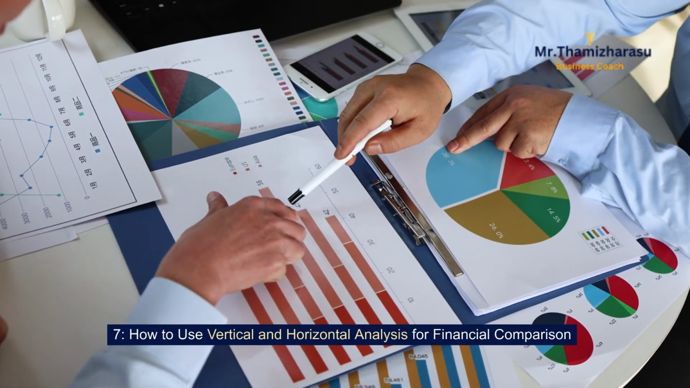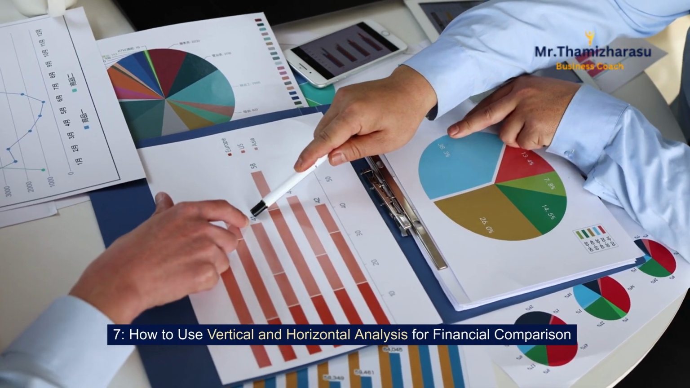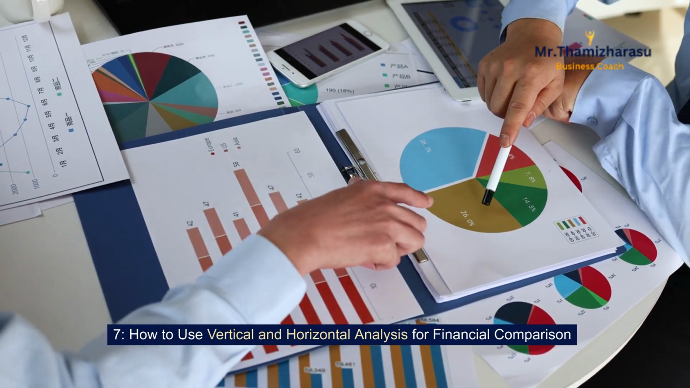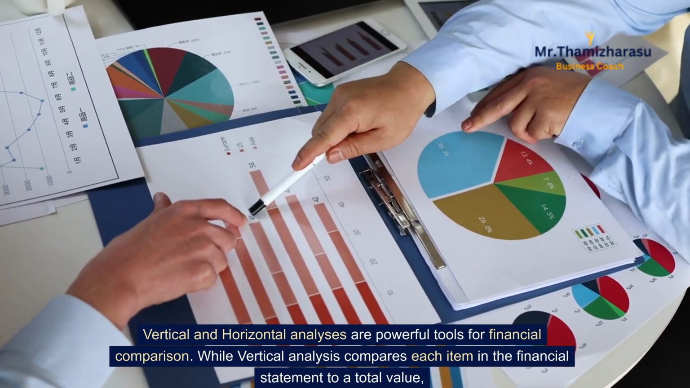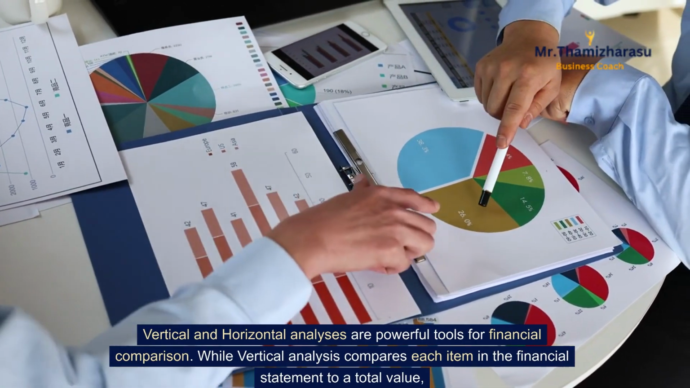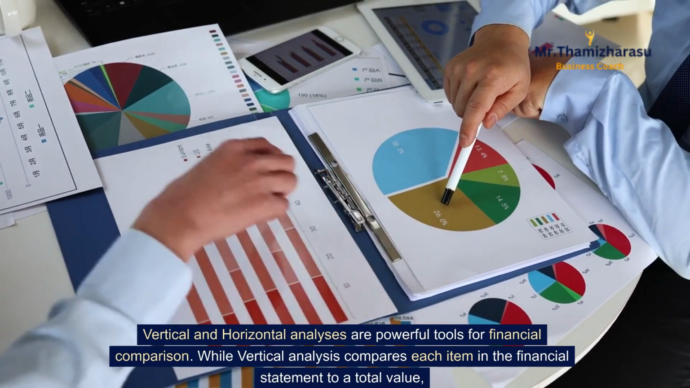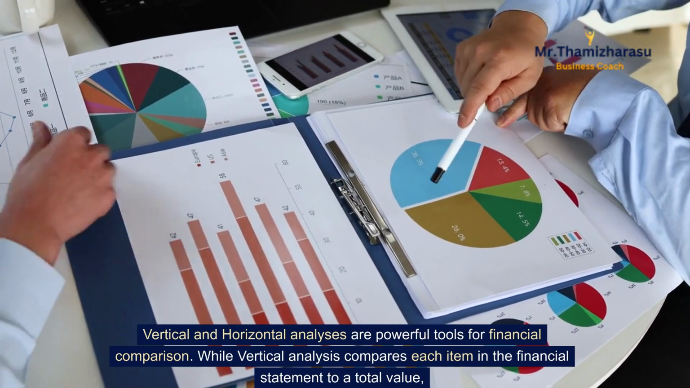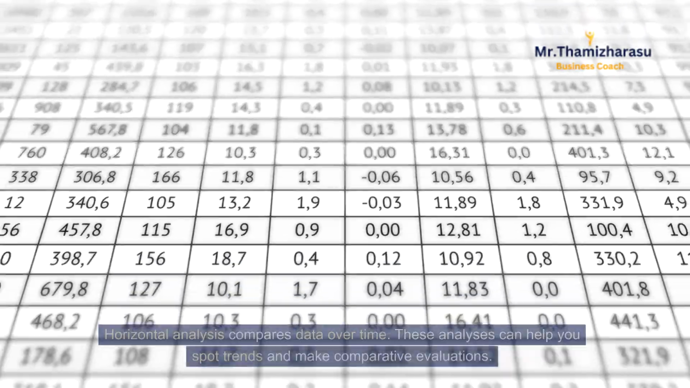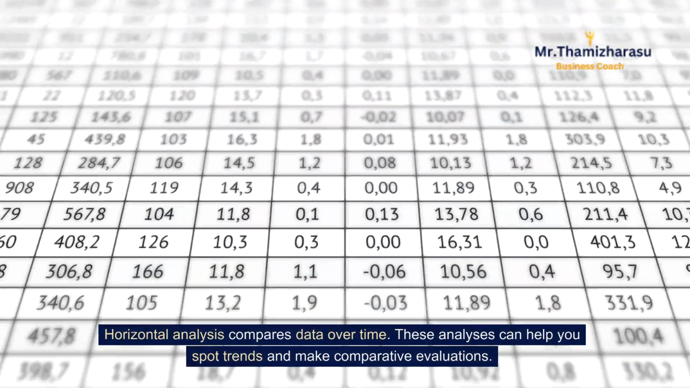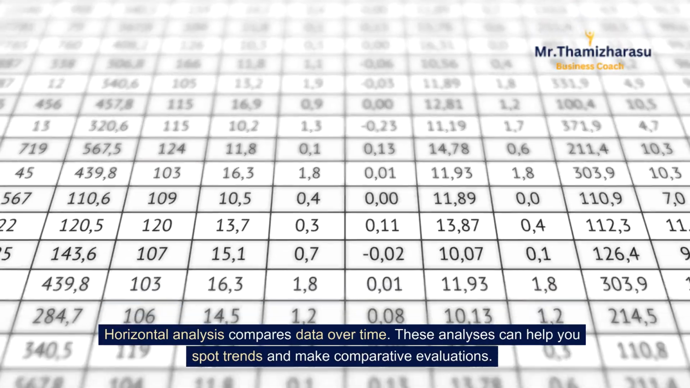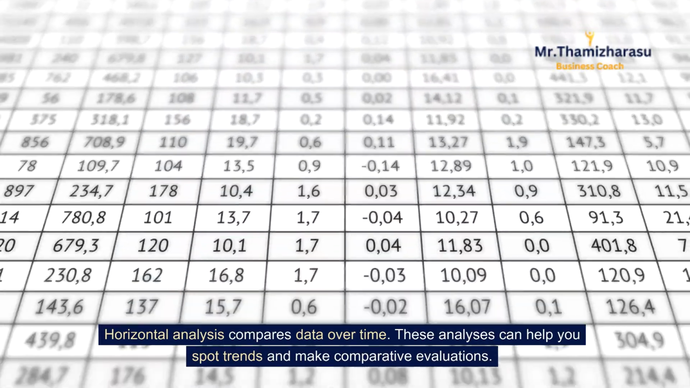7. How to use vertical and horizontal analysis for financial comparison. Vertical and horizontal analyses are powerful tools for financial comparison. While vertical analysis compares each item in the financial statement to a total value, horizontal analysis compares data over time. These analyses can help you spot trends and make comparative evaluations.